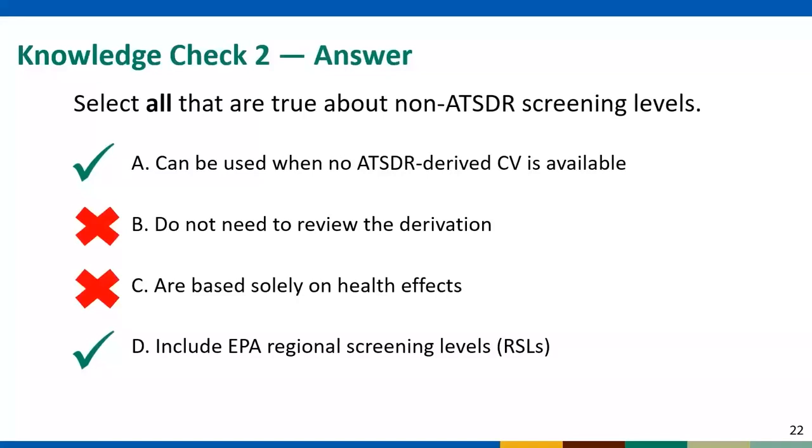And again, non-ATSDR screening levels are not all based solely on health effects. For example, our FAST CV module provides EPA's maximum contaminant levels, or MCLs, and they're based on health effects and treatment technology. Not all non-ATSDR screening levels are only based on health, and you need to be aware of that. Good job, everybody.